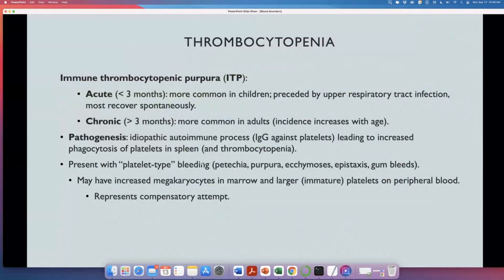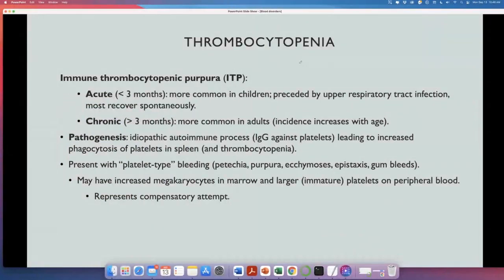Let's start with platelet problems, thrombocytopenia. Okay, this simply means low levels of platelets. And this is a finding, okay? This is not a diagnosis. There can be many different causes. Okay, one common cause is ITP, immune thrombocytopenic purpura.